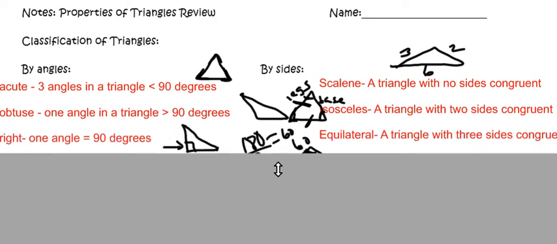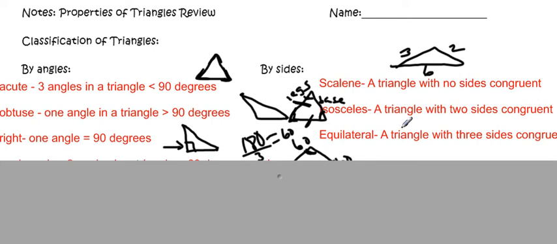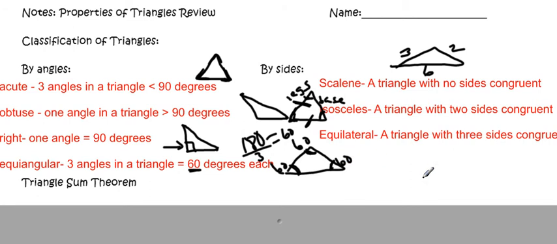And then finally, we name a triangle equilateral if all three sides are congruent. And if all three sides are congruent, then it's an equilateral triangle, and each angle is 60 degrees because each angle is congruent to the other.